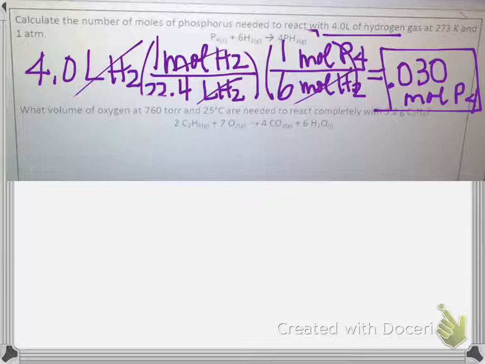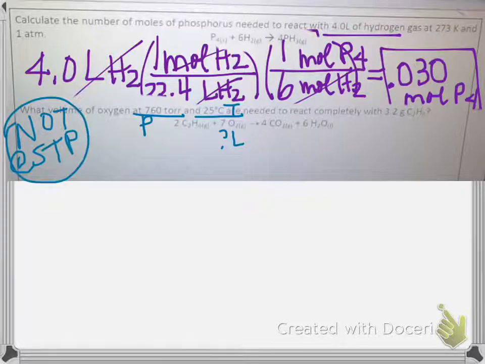Remember, if we're at STP and we have a gas, we can convert liters of a gas to moles or moles to liters. Okay, the next problem says what volume of oxygen, so we want to know the volume this time, and we're given the balanced chemical equation again. So it says what volume of oxygen, so that means how many liters of oxygen at 760 torr, that's a pressure, and 25 degrees Celsius, that's a temperature. And actually, 25 degrees Celsius is not standard temperature and pressure. What are we going to do? Let's read the rest of the problem and we'll figure it out, because we're not at STP this time.